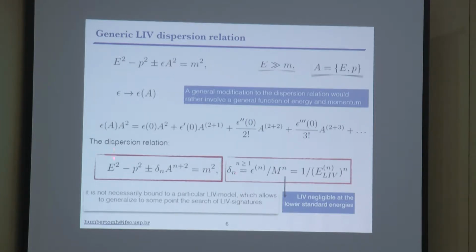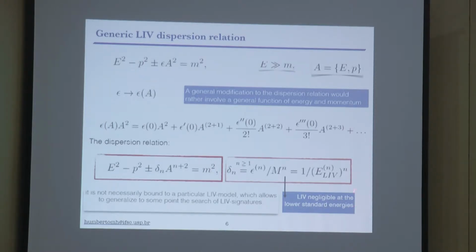So you can rewrite this dispersion relation as E squared minus p squared, plus or minus this delta that is going to contain all the LIV information, A to the leading order n plus 2, where A can be E or p. This delta is going to change depending on the model that you are assuming is behind this correction. For instance, if you are assuming that there is some effective field theory, this epsilon is going to become the coupling of the theory, and M will be an energy scale that protects the features at lower energies. M can take the form of the quantum gravity scale or the Planck energy scale.